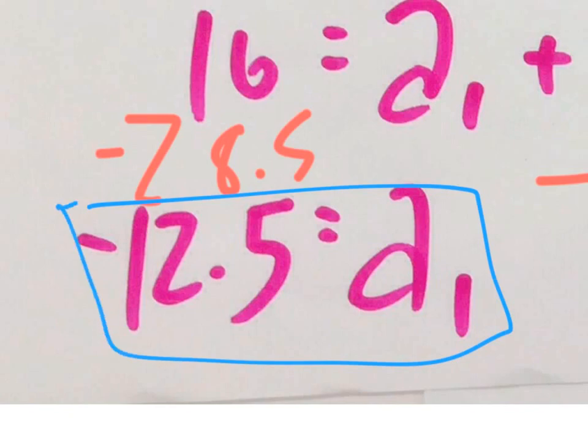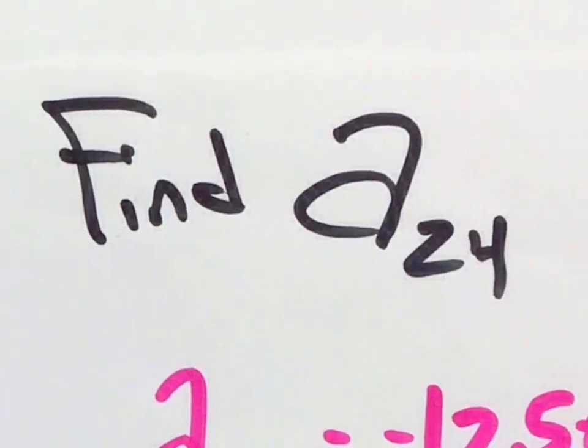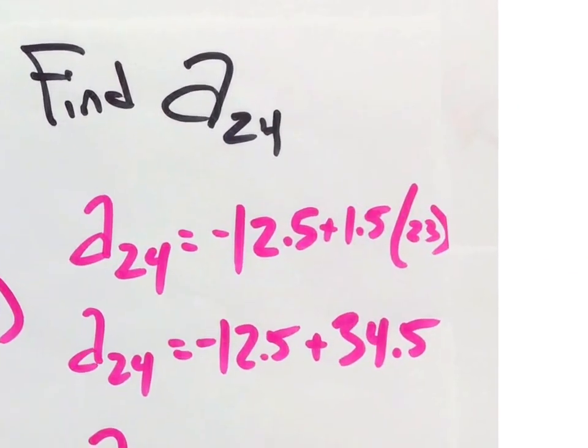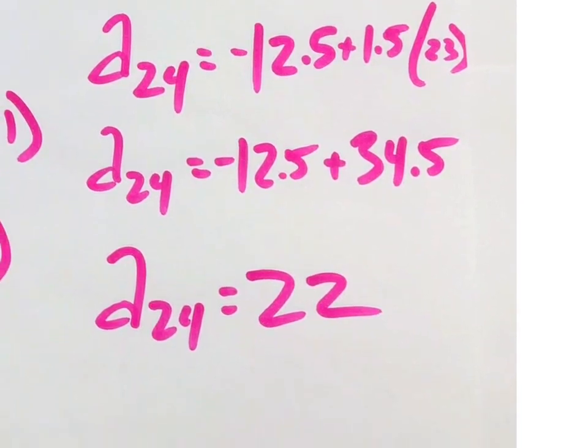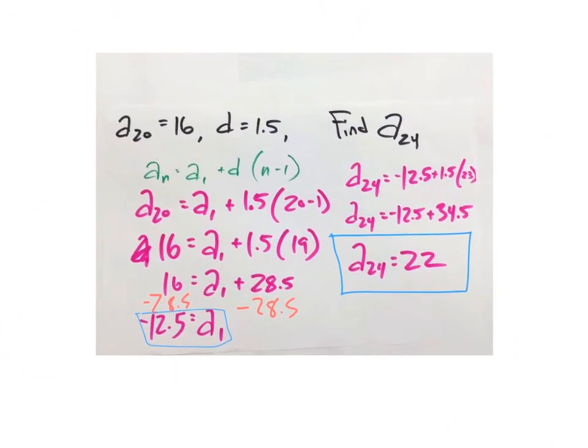All right, so we are good to go. We're cruising. Now what we need to do, of course, is find a sub 24. So a sub 24 equals negative 12.5, that's our first term, we just found that out, plus the common difference, which is 1.5, times 24 minus 1, which is 23. And then let's work through it. We're going to multiply 1.5 times 23. We're going to get 34.5. We add that to negative 12.5, and that gives us 22. So the 24th term in this sequence is 22. Tremendous.